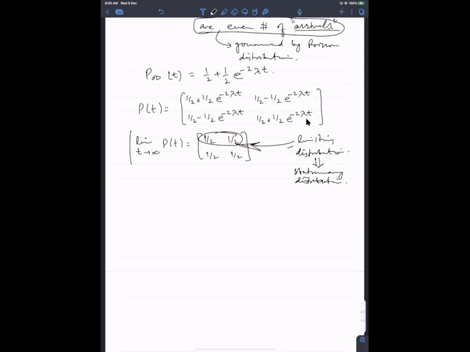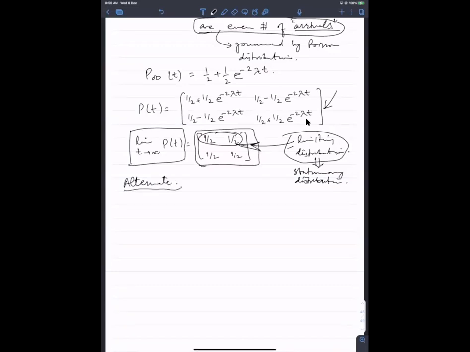So by taking t going to infinity, you have found that the convergence of this matrix happens at this place, and at t infinity you have this limiting distribution, which would be the same as the stationary distribution. So an alternate way of finding the stationary distribution is by finding the stationary distribution directly.